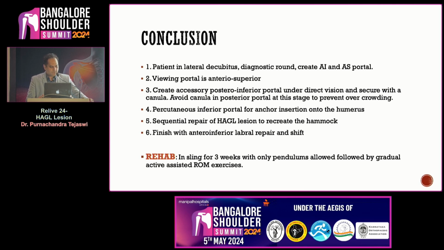For rehab, the patient is in a sling for 3 to 6 weeks, with only pendulums allowed. Active assisted movements are started from 3 weeks, and active movements are started from 6 weeks. Thank you.